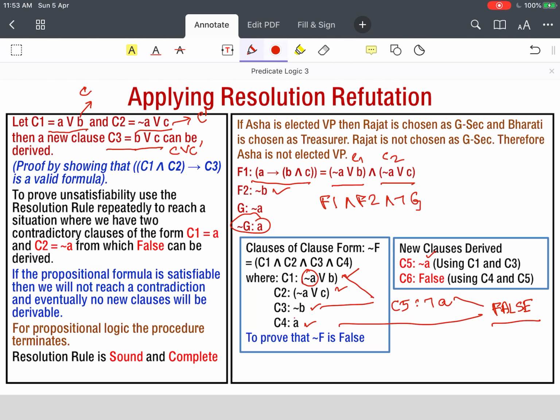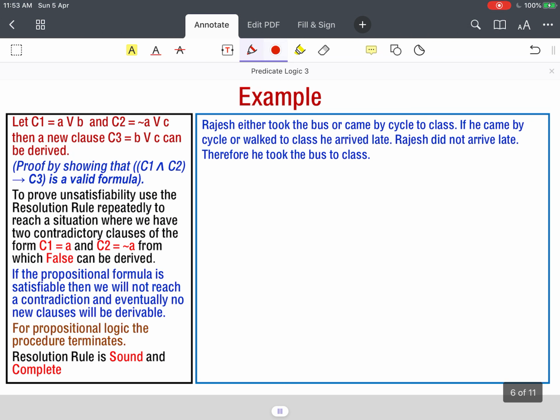So given F1 and F2 and not G, we have proved that F1 and F2 and not G is false, which means that this formula is unsatisfiable, which means that the original formula F1 and F2 implies G is valid, or is always true. So this is how the resolution refutation method works. Let us look at another example.